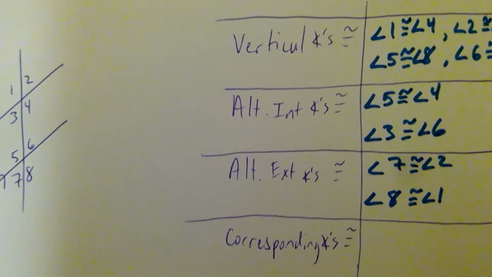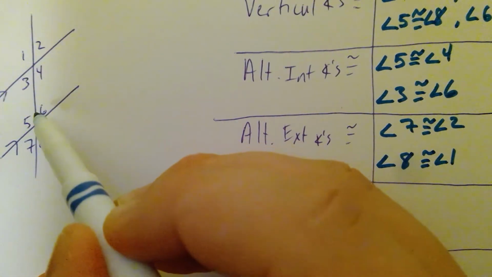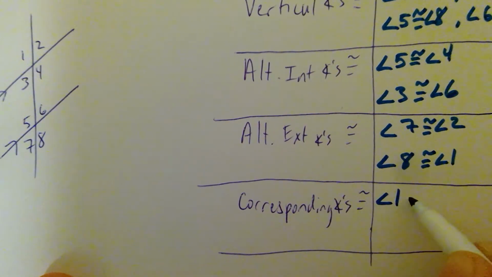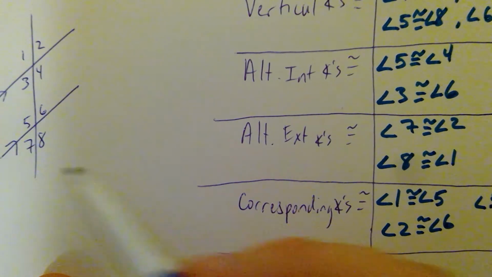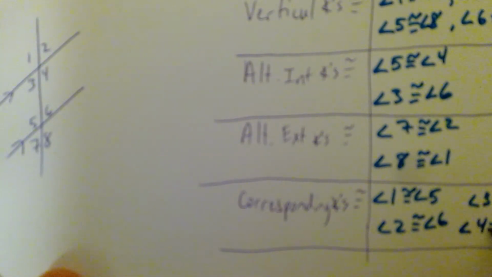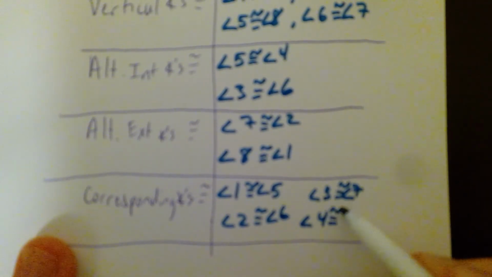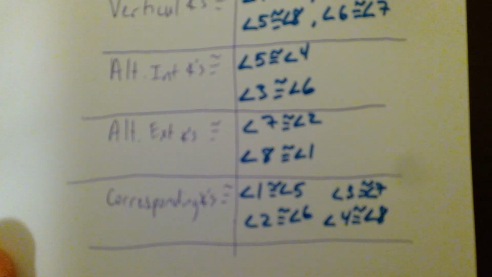And then our corresponding angles. Angle 1 is the top left corner. Angle 5 is top left corner. So those are going to be congruent. So angle 1 is congruent to angle 5. Angle 2 is congruent to angle 6. Angle 3 is congruent to angle 7. Both bottom left. And then angle 4 and angle 8 are both bottom right. Angle 4 is congruent to angle 8. Now, you've got a few questions to answer regarding these theorems.